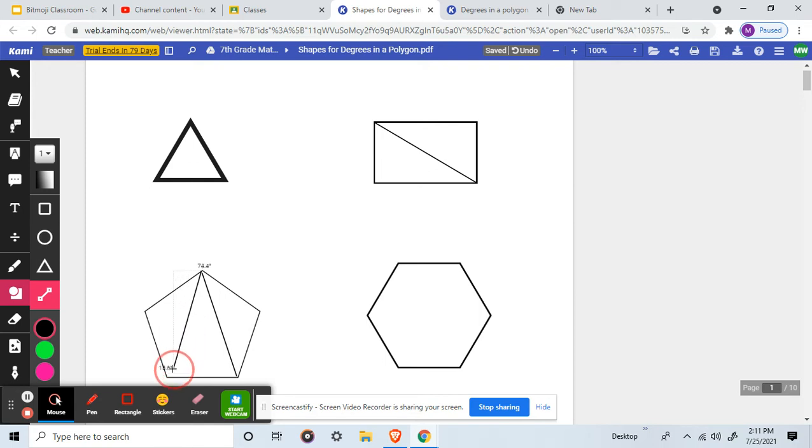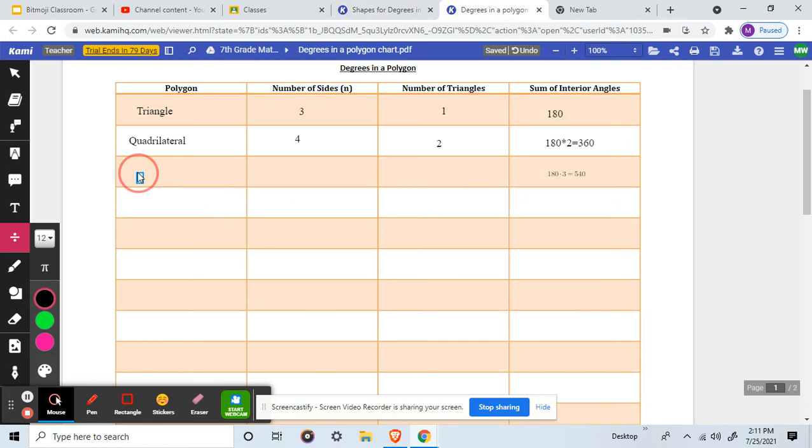I know I'm going through this kind of fast, but the point is to use Kami. Okay, so there's my 3 triangles, 1, 2, 3 of them. And what would I say? Well, I would say that's a pentagon that has 5 sides that you can break down into 3 triangles. 3 times 180 would be 540. Again, the idea of this is they're going to recognize the patterns in there.